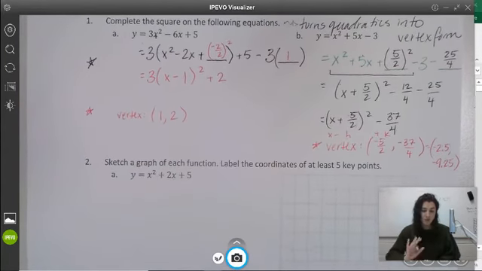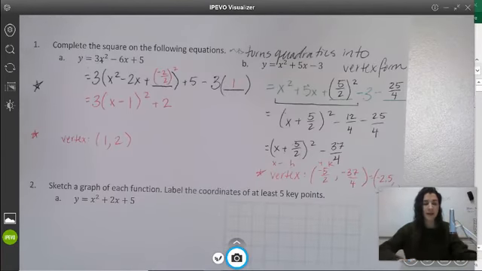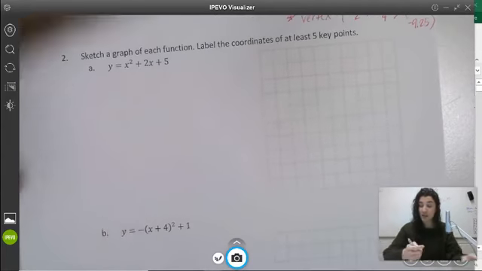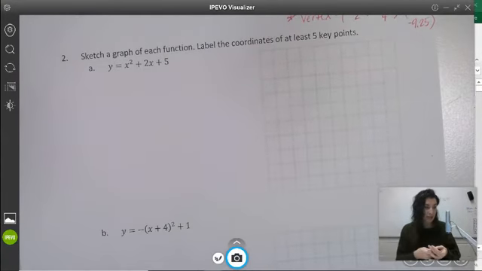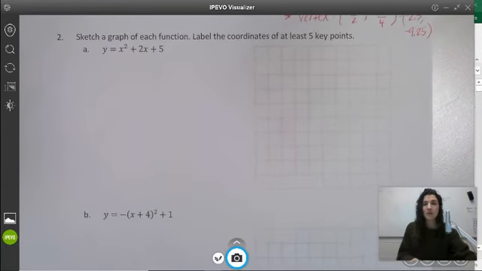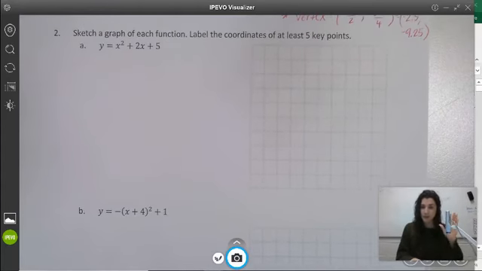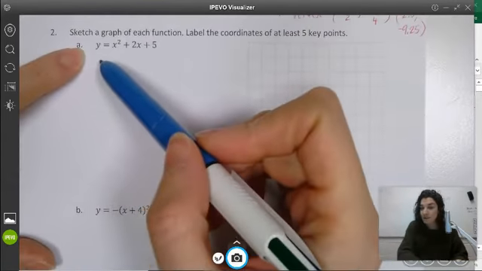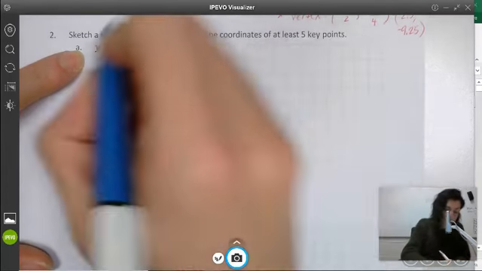So with that refresher, we are now going to apply what we know to 4 graphs. We're going to go through it quick. Hopefully it feels more like a refresher from last unit and not brand new, but if it's feeling brand new, that's okay. Lean into the new. Sketch a graph of each function, label the coordinates of at least 5 key points. What we're going to do first is turn it into vertex form. So I'm just going to quickly do it silently. You can follow along. I would like for you to also do it silently on your own.